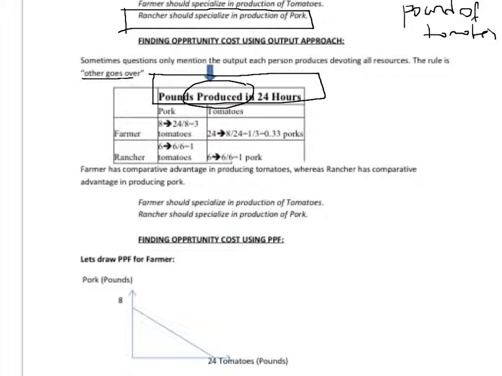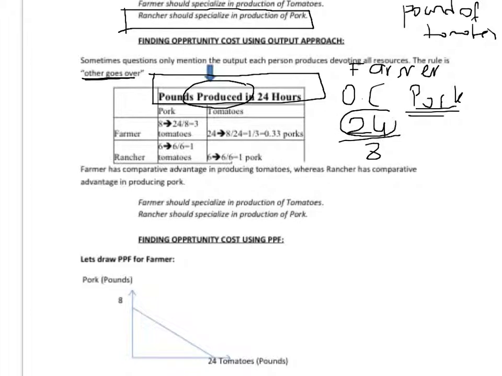So let's apply the rule. Now I'm going to find the opportunity cost for the farmer. We will do it separately for the farmer and rancher. Opportunity cost of pork. I know that the maximum amount of pork the farmer can produce is 8, and the maximum for tomato is 24. The rule says other goes over. Other is tomato because I'm looking at the opportunity cost for pork. Other goes over: 24 divided by 8, the other is tomato, 8 is pork, and the result is 3. And don't forget the opportunity cost is in terms of the other good, 3 pounds of tomatoes. Now we don't need to calculate for tomatoes anymore because it's just the inverse. What we find for pork is going to be the inverse for the tomatoes. So it's 1 over 3, which is 0.33 pounds of pork.